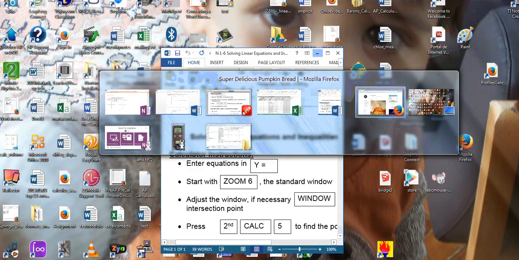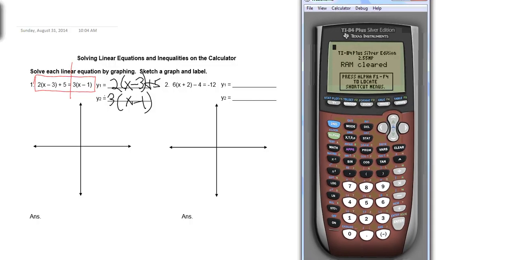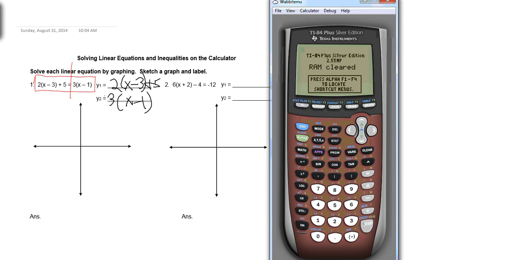So let's find the calculator. There we are, and we're simply going to put those into the graph in the calculator. So y equals 2(x minus 3), close the parentheses and add 5 to it. If you look at the graph, it's just a line that goes through there. It looks like the y-intercept is at about negative 1. Then into y2 we arrow down and put in 3 times (x minus 1), and we'll take a look at the graph to see where the intersection is. It looks like it intersects somewhere right in here in the first quadrant.